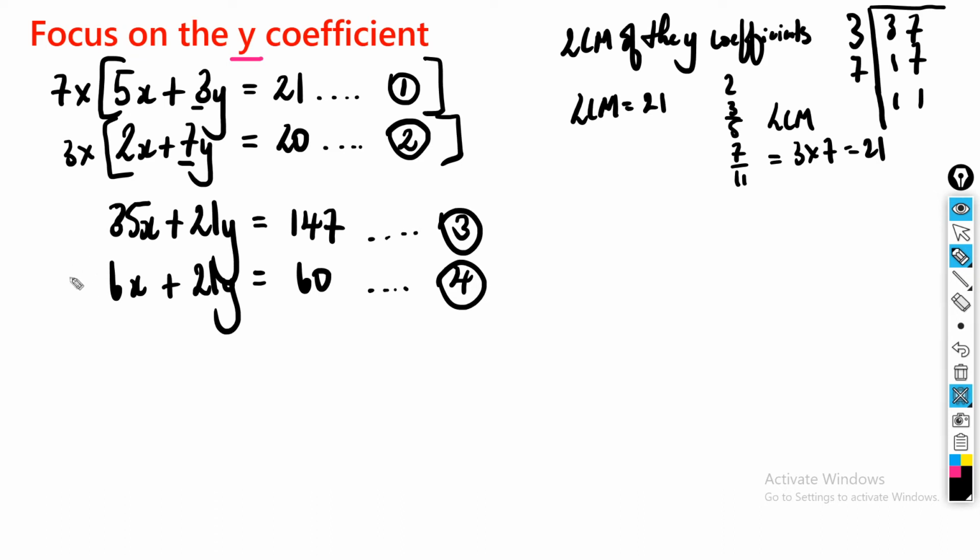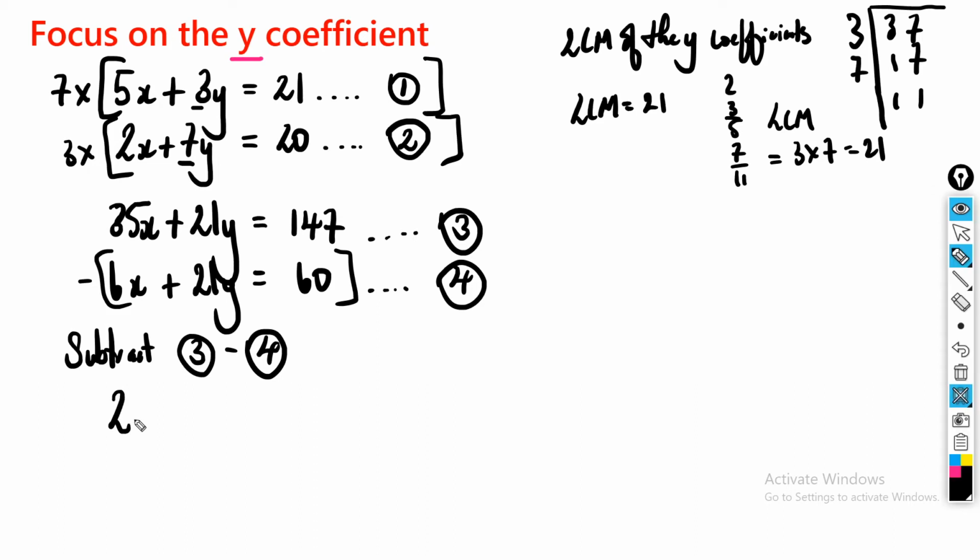Cool? And we're going to name this equation 4, of course. Yes, nice. And then obviously, guys, we're going to subtract equation 4 from equation 3. Cool? And when we do this now, when we subtract this one from this one, we subtract everything here from the top, and 6 minus 35x would give us 29x.